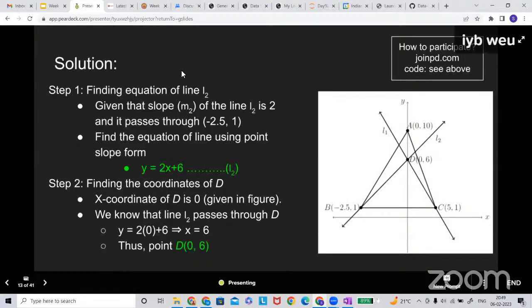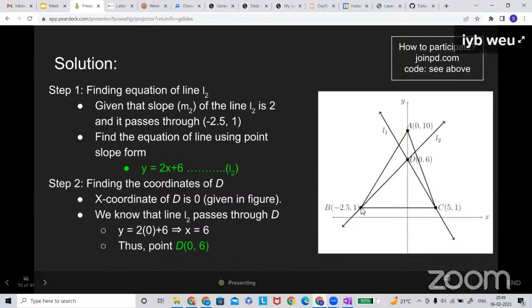Finding the equation of line L2. Let's first find the equation of line L2. For this line, you already have the slope given in the information. The slope of this line is 2, and one point is given as minus 2.5 and 1. Using these two, you can find the equation of the line.